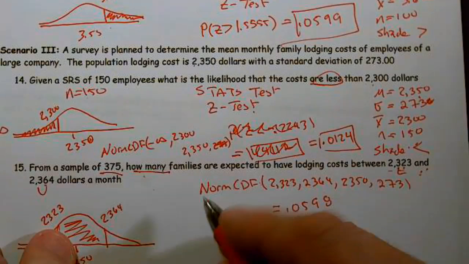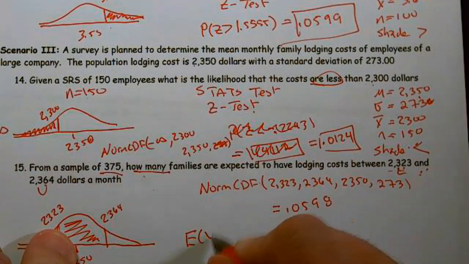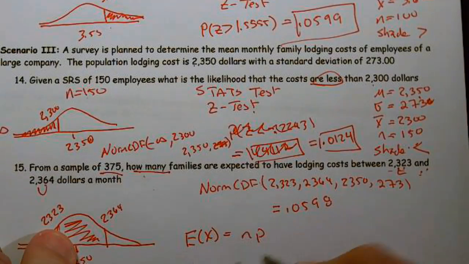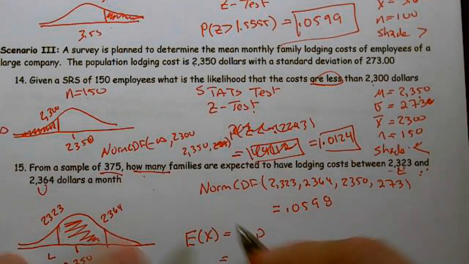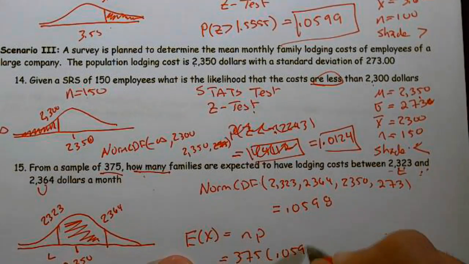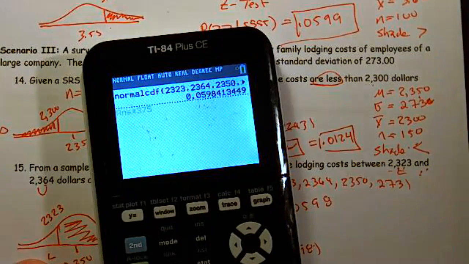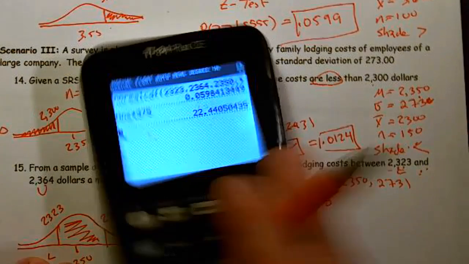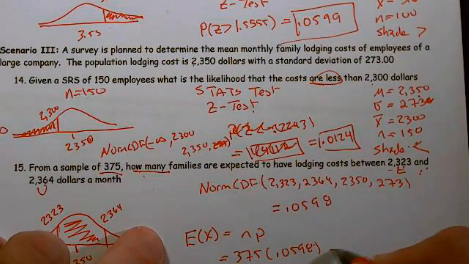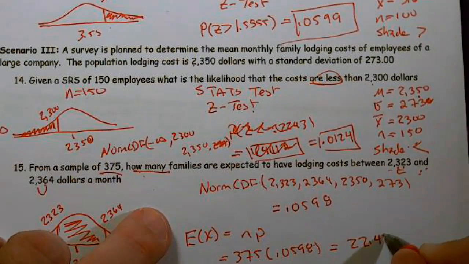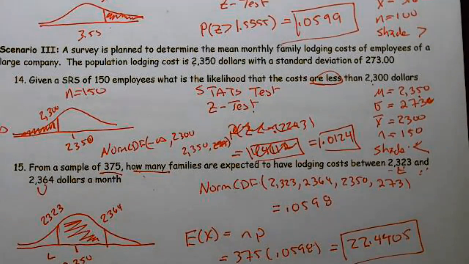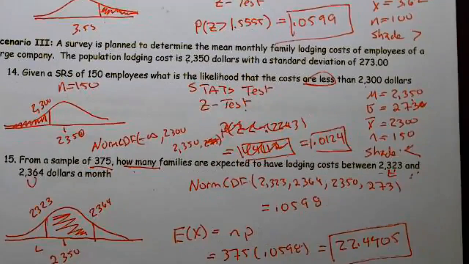Because they asked for how many, that's the expected value of n times p. So in this case, sample of 375 times 0.0598 equals 22.44. And for what I want you to put in the Google form, I want you to put in 22.4405. Don't round, right? Take everything to 4 decimal places. Anything that you can take to 4 decimal places, please do.